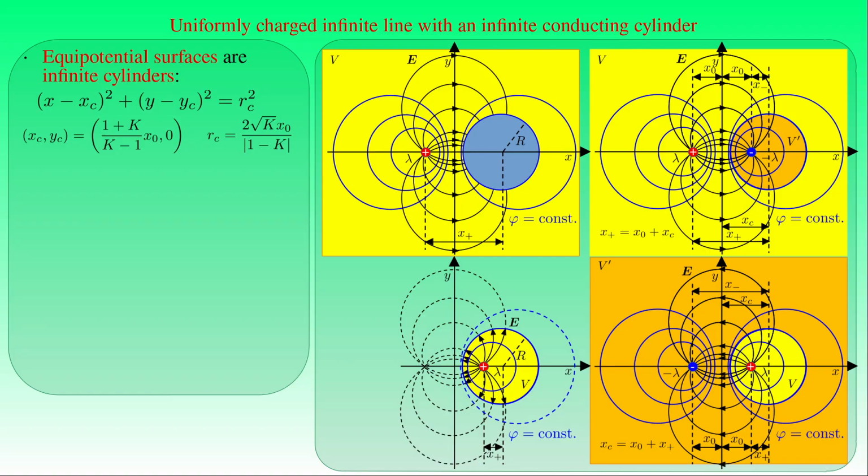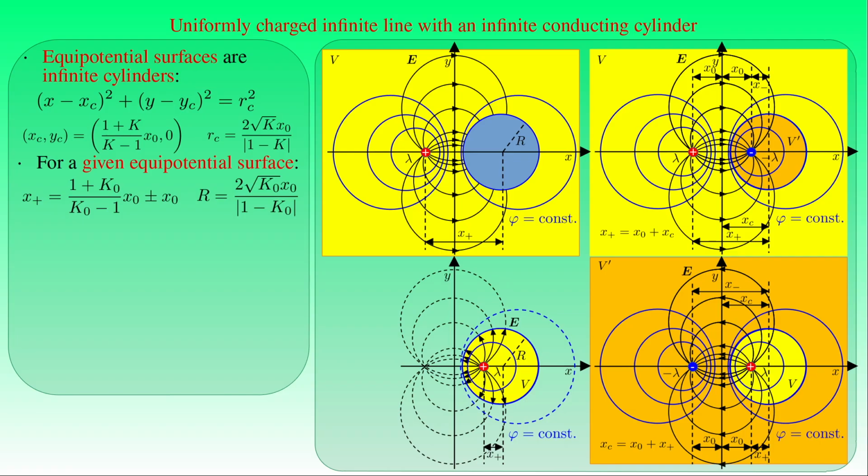We can combine these two conditions into one equation and substitute the expression for the x-coordinate of the center into the result. Then we find that the distance x plus is equal to (1 plus k0) over (k0 minus 1), times x0, minus or plus x0. Here we use plus for the first case and minus for the second one. Another condition holds for the radius r of the cylinder telling us it is equal to 2 times the square root of k0 times x0 over the magnitude of 1 minus k0.